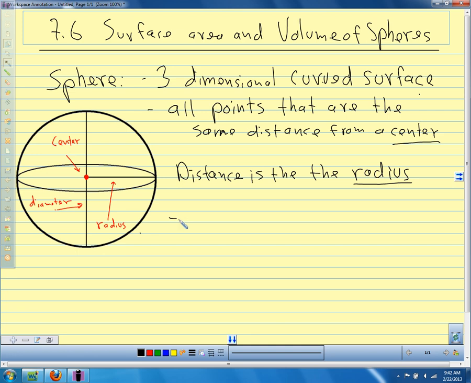One other piece of information that comes up in the homework is the word hemisphere. Hemisphere just means half a sphere. If we cut a sphere in half, that's what we call a hemisphere. We talk about the northern hemisphere and the southern hemisphere, which means the northern half of the globe and the southern half of the globe.